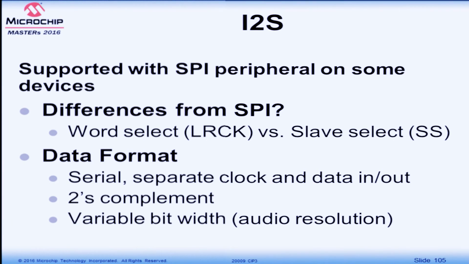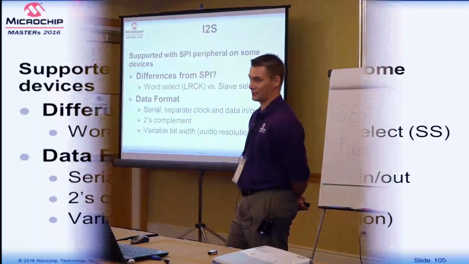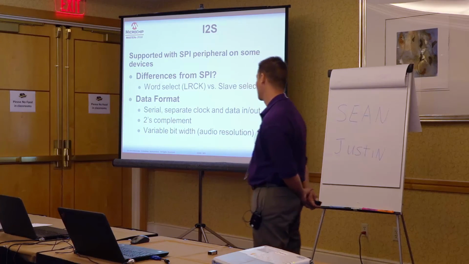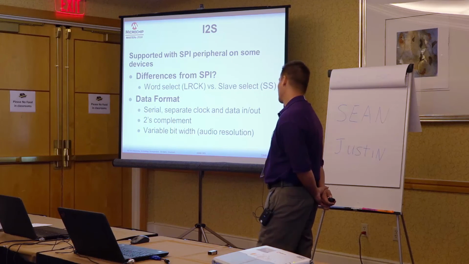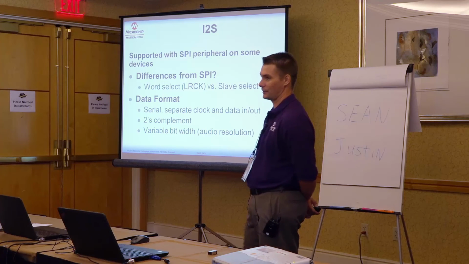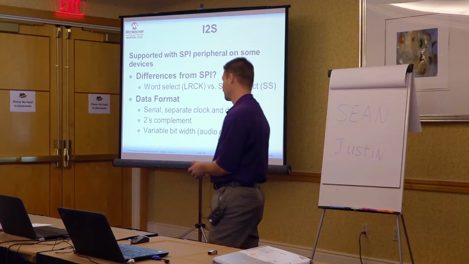So what is I2S? Well, it's actually an SPI, and it's supported by the SPI peripheral, with the main difference being the slave select line, which a lot of times we don't use, is replaced with the word select, which selects either the left or right channel data. So pretty straightforward. It's a serial 1s and 2s complement, and it supports a variable bit width, which we'll talk about a little more later.